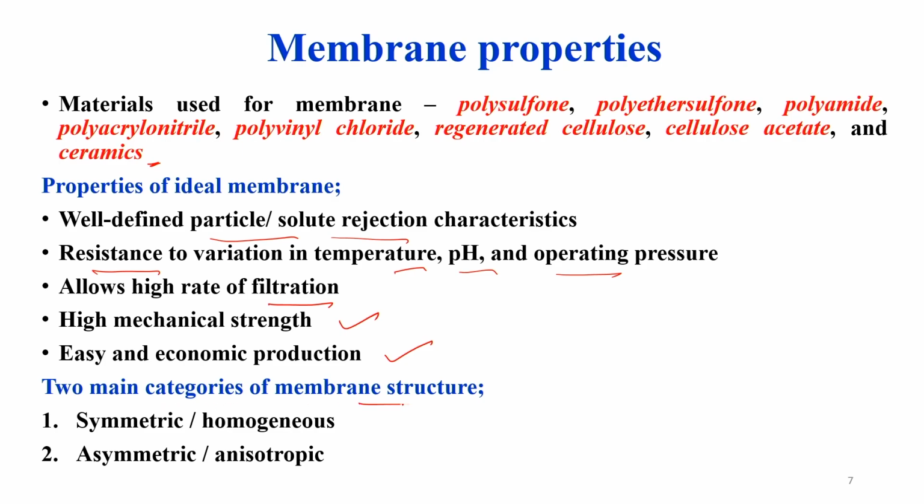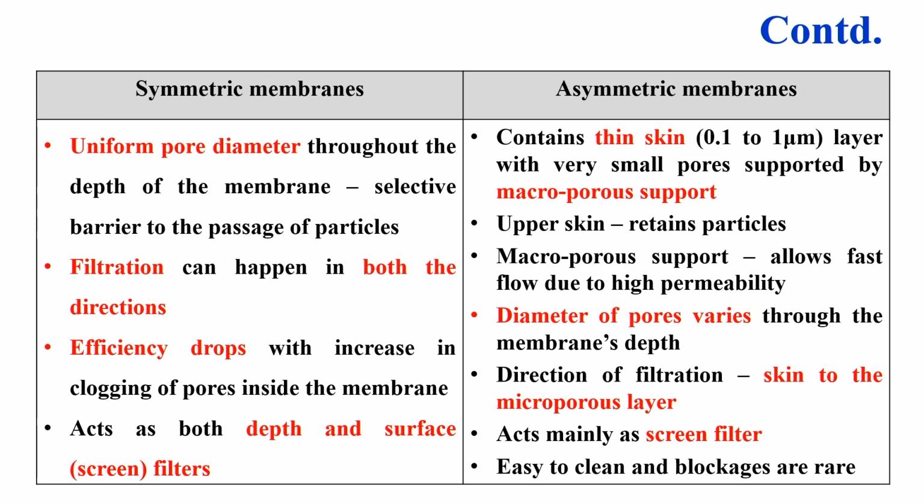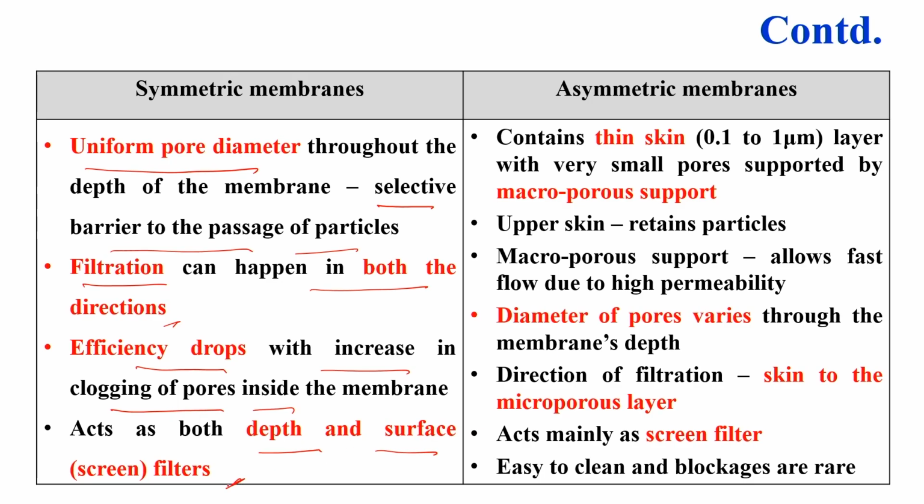Now, there are two main categories of membrane structure. One is symmetric or homogeneous, the other is asymmetric or anisotropic. In the case of symmetric membrane, they have a uniform pore size throughout the depth of the membrane. So, it offers a selective barrier to the passage of particles. In this case, the filtration can happen in both directions, and the efficiency drops with the increase in clogging of the pores inside the membrane. So, it acts both as a depth as well as a surface filter.